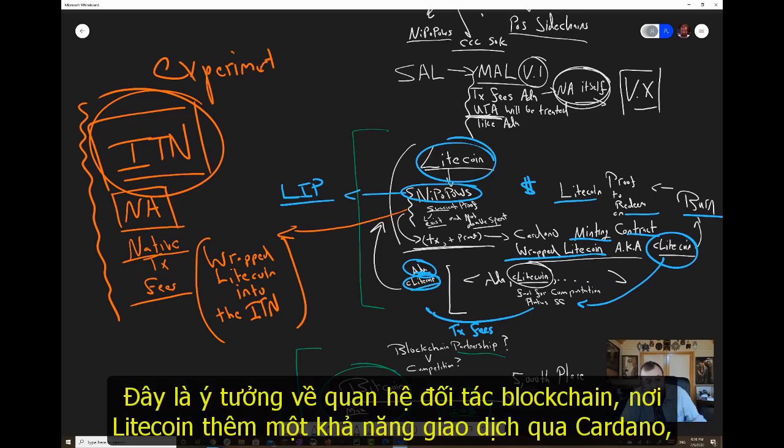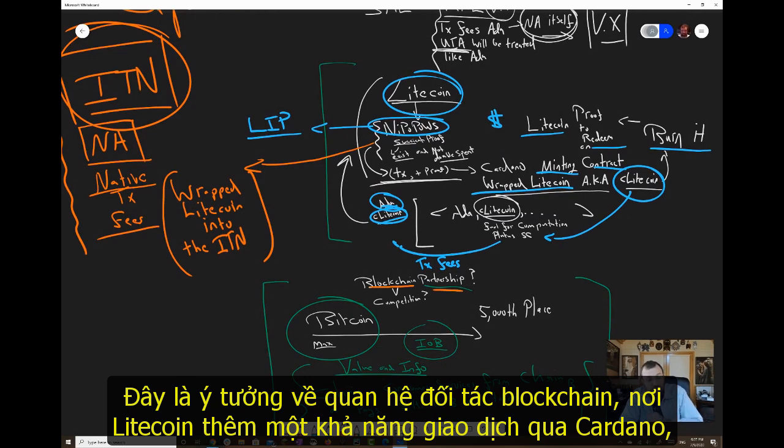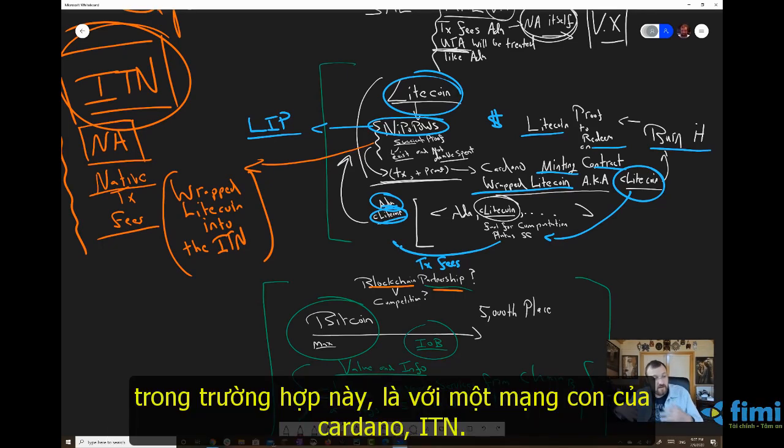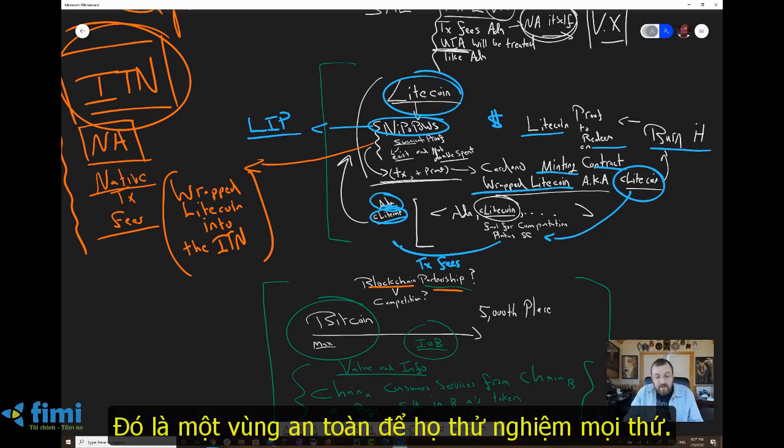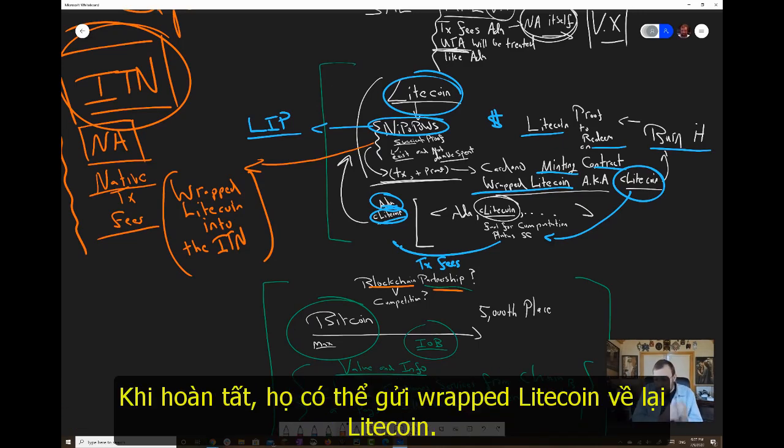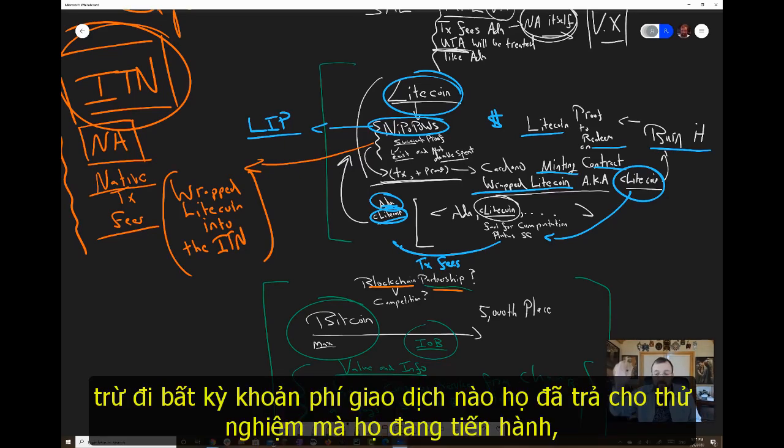And this is this idea of blockchain partnership, where Litecoin adds a capability giving the holders of that system the ability to transact into Cardano, in this case, a subset of Cardano, the ITN. And then that's a safe sandbox for them to go and experiment and play around. And when they're done, they can send their wrapped Litecoin back into Litecoin, and voila, minus whatever transaction fees they paid for the experimentation that they're conducting.